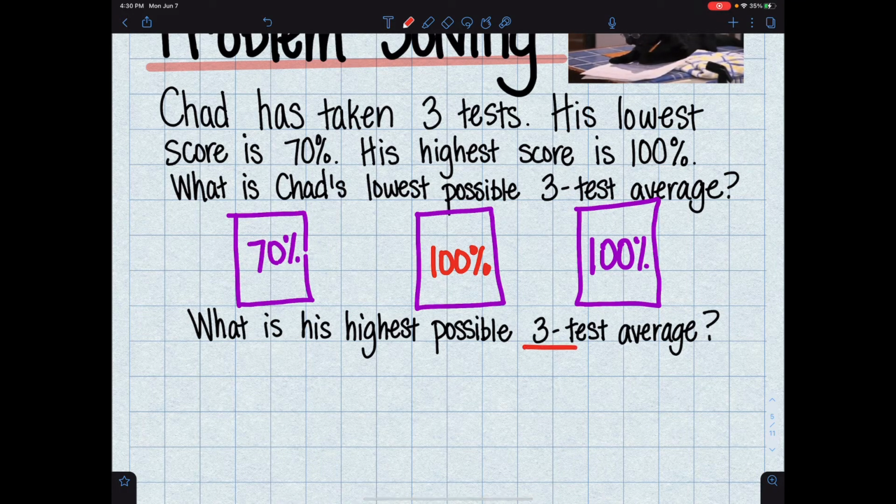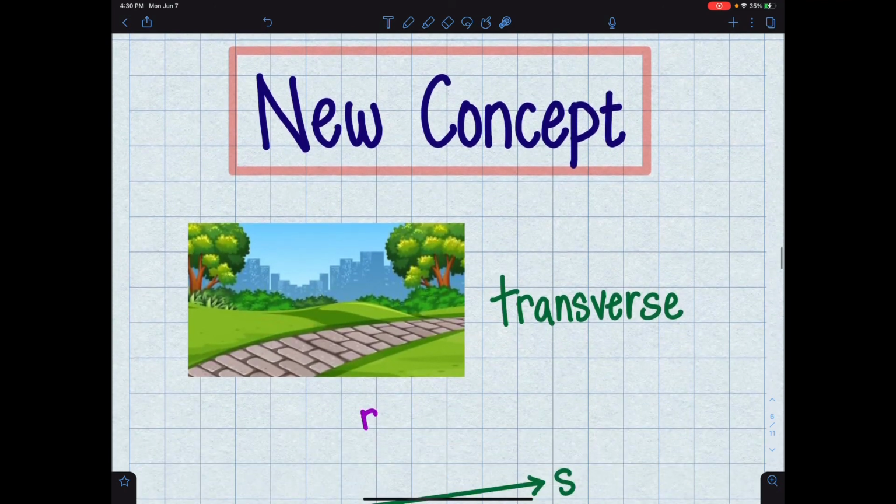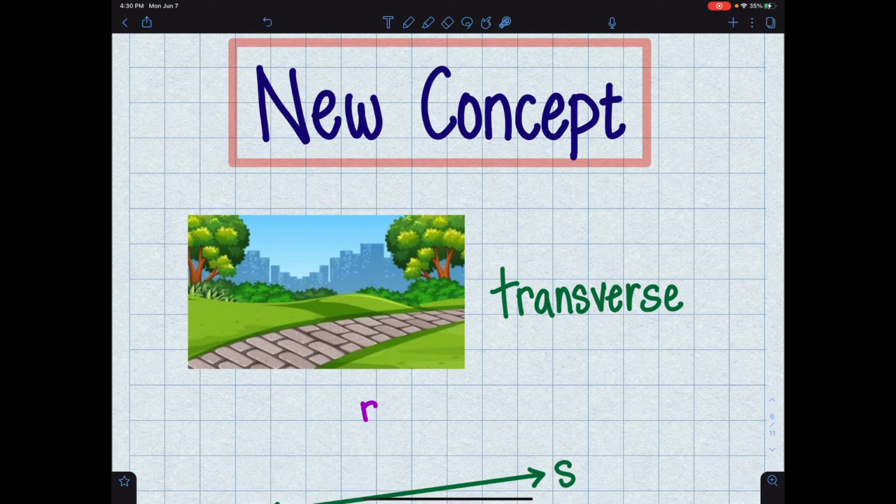So his 3-test average might be the average of these 3, which is add them all together and divide by 3. So he's trying to figure out his grade without knowing this one test, okay? So you can tell him the lowest his grade's going to be or the highest his grade's going to be. Cool. I'll let you pause it there and figure it out.